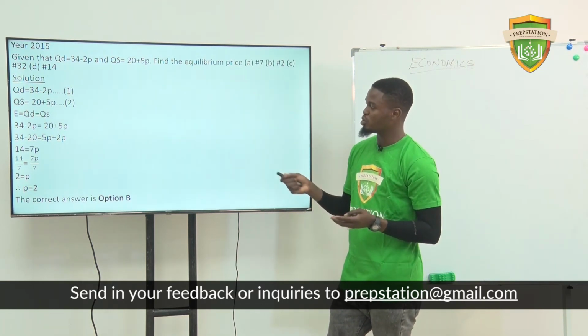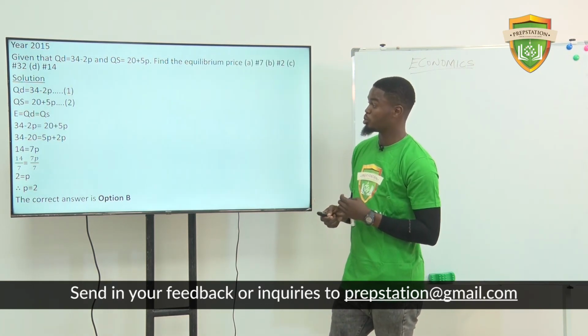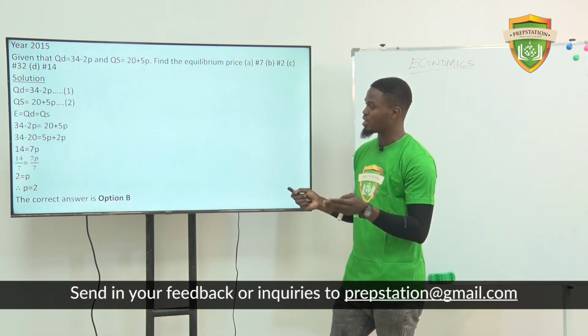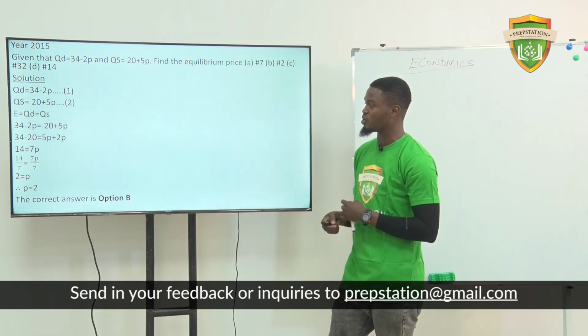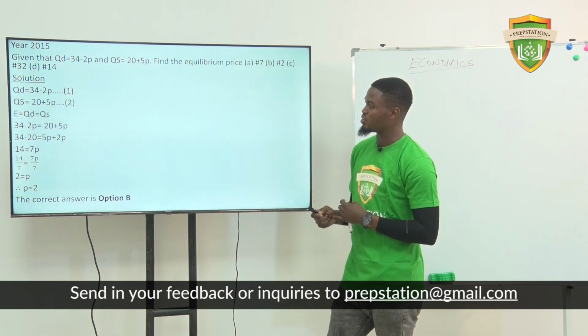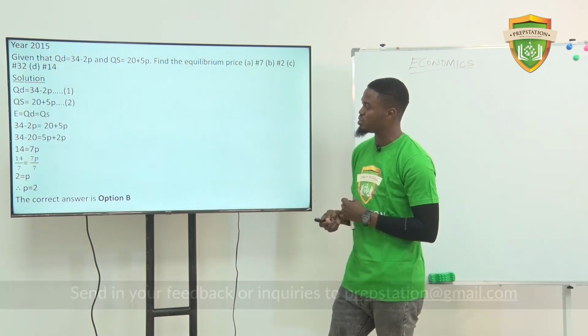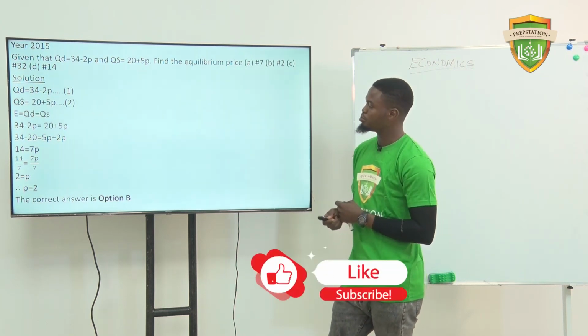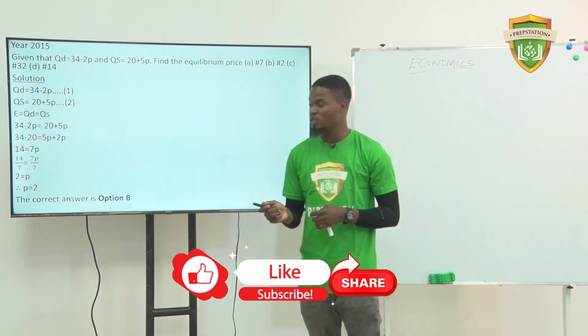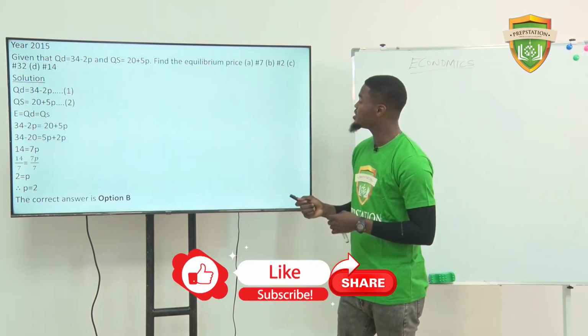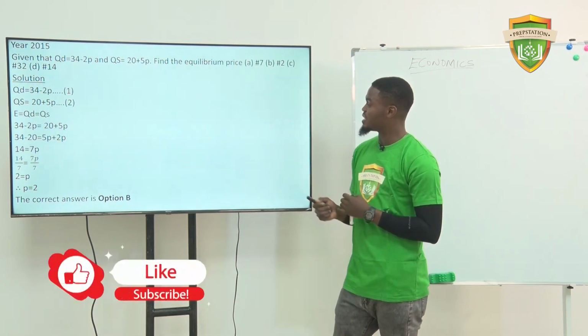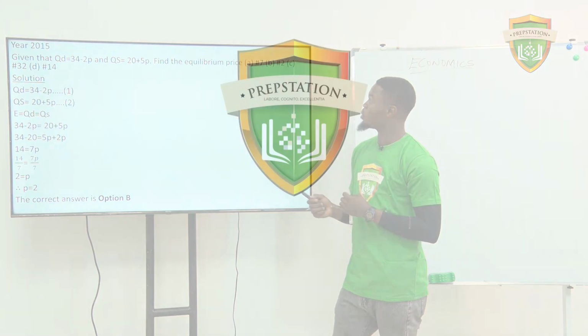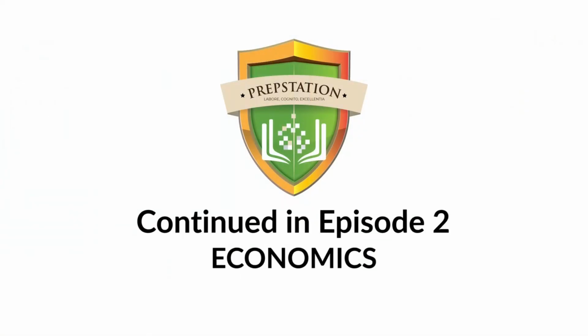Here, then you have your subtraction and your addition. Your subtraction at the left side of the equation, which will give you a 14, and your addition at the right side of the equation, which will give you a 7p. Then you divide both sides by the coefficient of p, which is 7, and which will give you a 2. Then the correct option for this question is option B, which is 2.